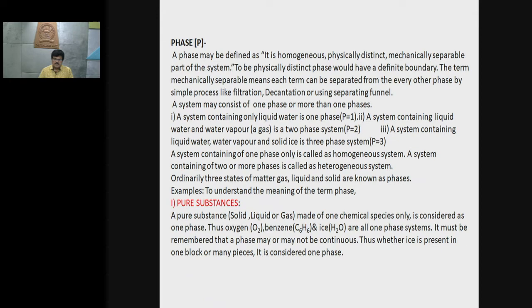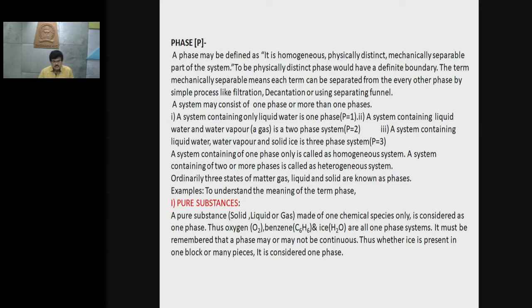So now we know that Gibbs phase rule is F = C - P + 2. Now in the equation, P stands for the number of phases, F stands for the degrees of freedom, C stands for the number of components. Now let me try to define the phase. A phase may be defined as a homogeneous, physically distinct, mechanically separable part of the system. To be physically distinct, a phase would have a definite boundary. And the term mechanically separable means each phase can be separated from every other phase by simple processes like filtration, decantation, or using a separating funnel. So this is all about the phase.